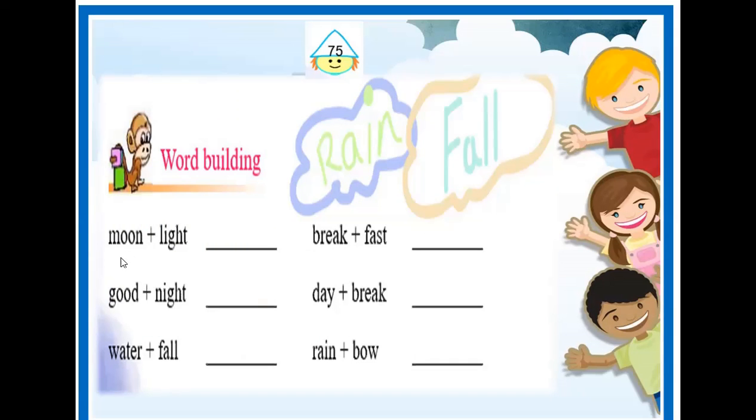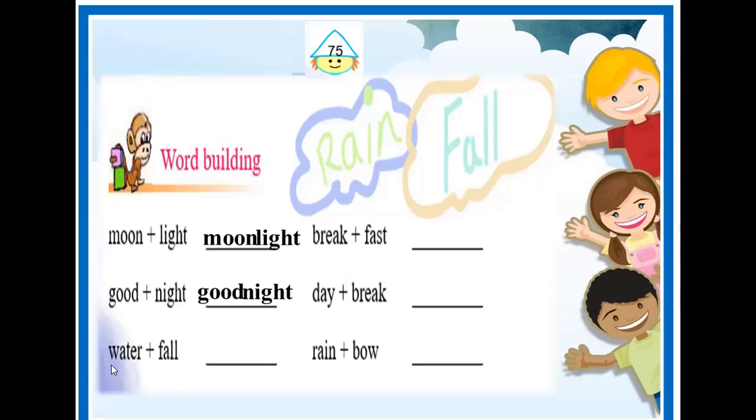Okay? The first pair of words given here are moon plus light. And by joining these two words, we get the compound word moonlight. The second set of words that are given here are good plus night. And by joining these two words, we get the compound word good night.